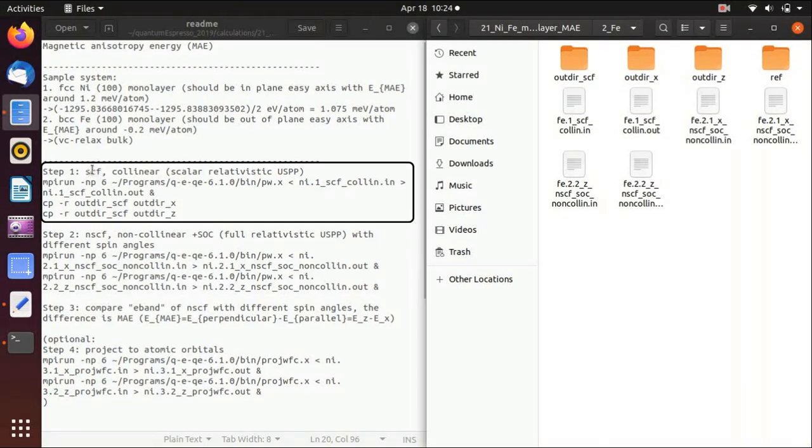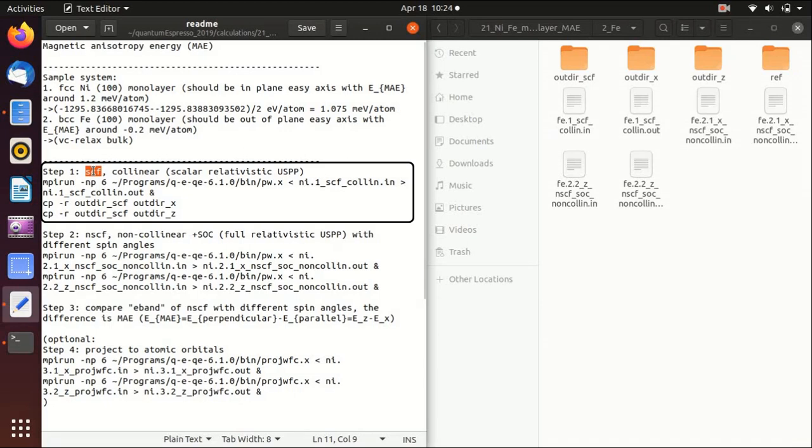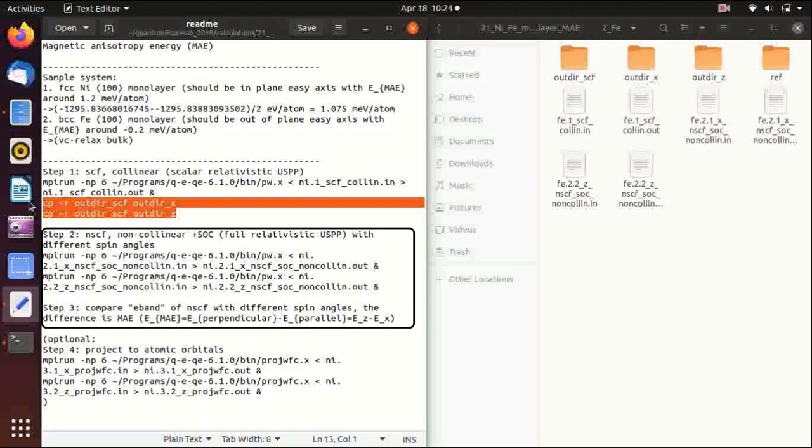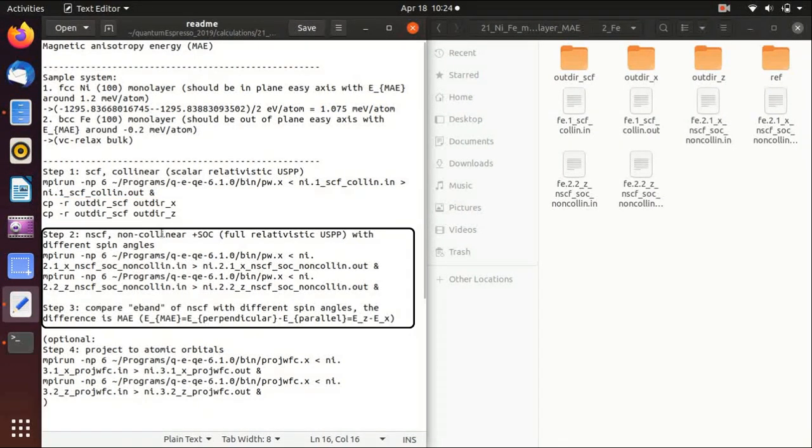We first do a self-consistency calculation to calculate the ground state and the charge distribution, and we do a collinear calculation, which means that it's spin polarized, but the spin is along the z direction. And the second step is to do a non-self-consistency calculation. We start from the charge density and spin density from the last step, and then we do a non-collinear calculation, which means that the quantization axis is now arbitrary, and we add spin orbital coupling using a fully relativistic ultra-soft pseudopotential, and spin orbital coupling results in the magnetic anisotropy energy that we want to calculate.